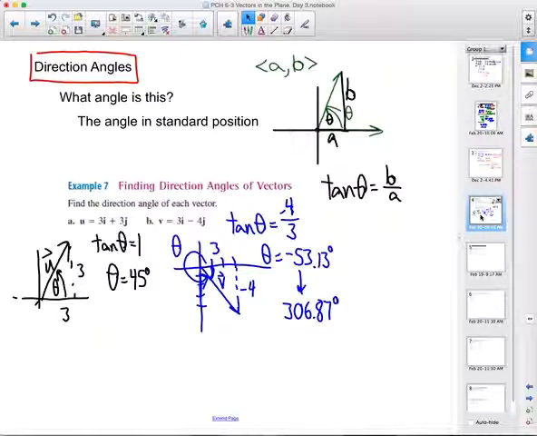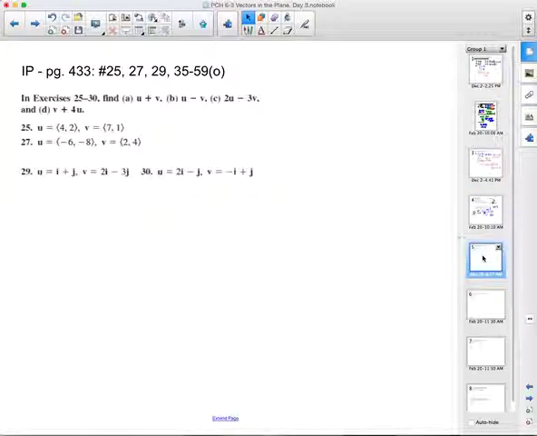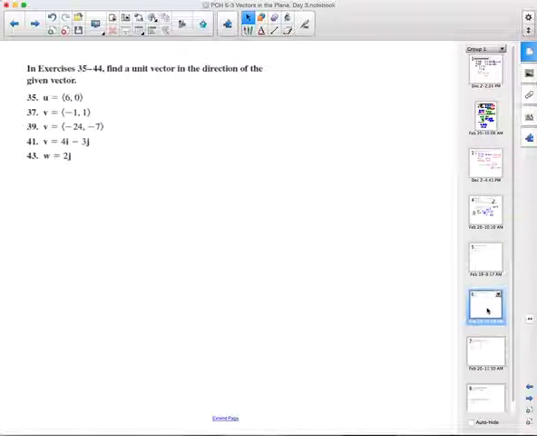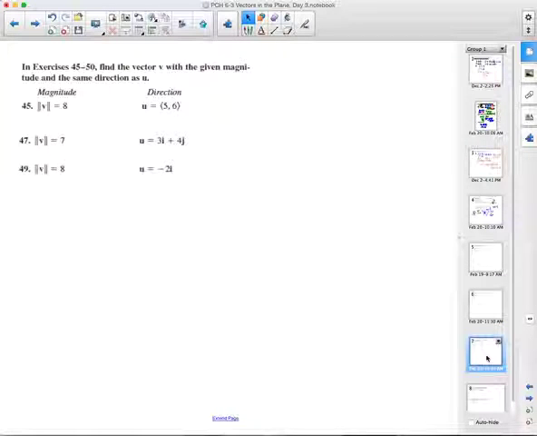Take some time to practice. We've got basic operations. Here we're finding unit vectors. Here we're doing the full process. Here's a vector. We want the vector in this direction, but we want it to have this magnitude. That's just like what we did with find the unit vector first, then make it have the magnitude you want.